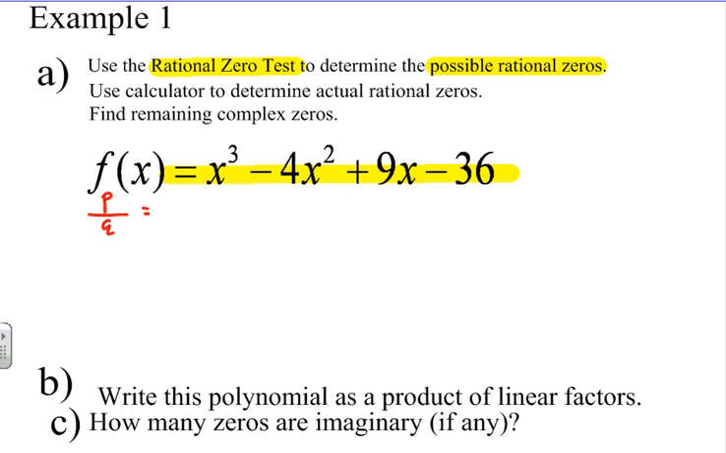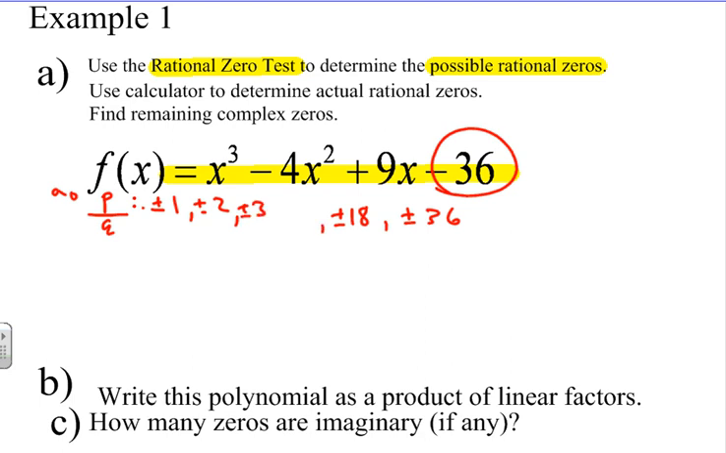Now, P is referring to all of the constant terms. So this will be the positive and negative factors of a sub 0. A sub 0 in this case is 36. So we're going to write this out. We have plus or minus 1, and then plus or minus 36. We have plus or minus 2, and when we take out 2, we get plus or minus 18. Then plus or minus 3, and then plus or minus 12.